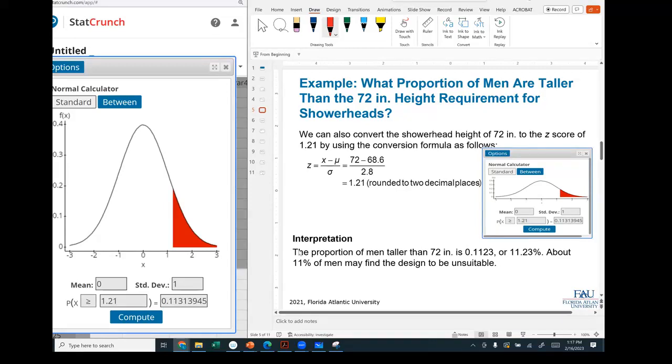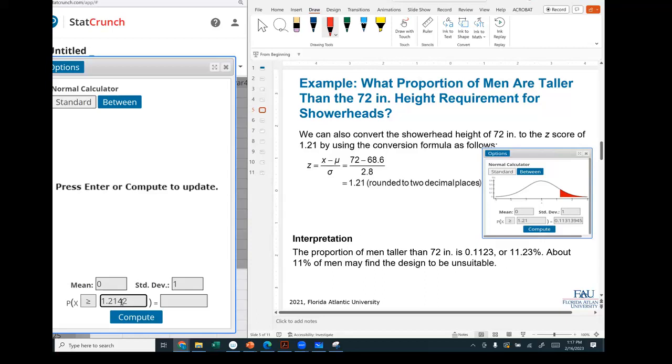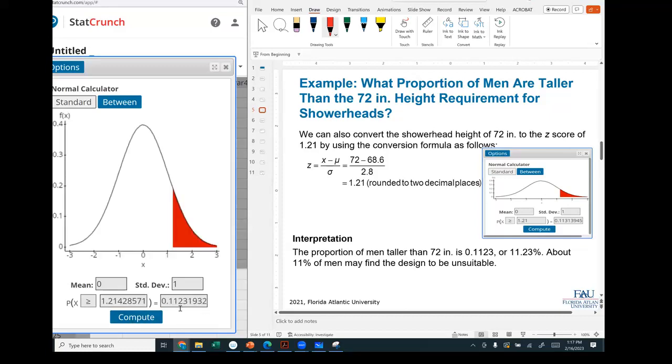If I use the number that I get and don't round it to 2 decimal places and put in the actual value, notice we get 0.1123, which is 11.23%. So it just depends on how you feel more comfortable. You could do it either way. You can convert to a Z, or you can just put it in. Using StatCrunch, we don't need to convert it, is what I'm trying to say.